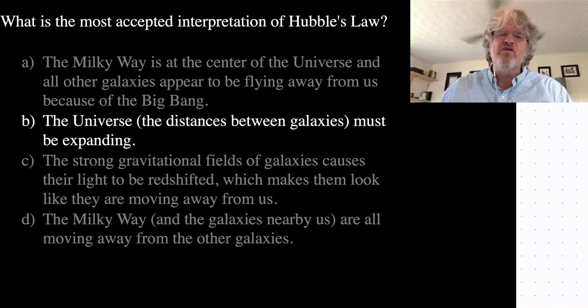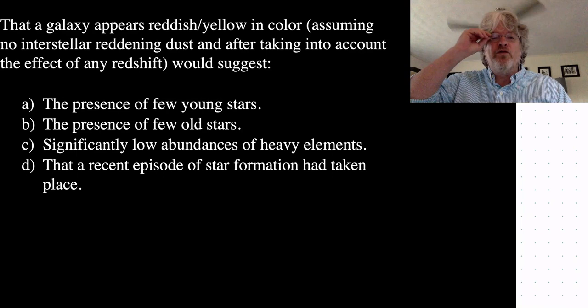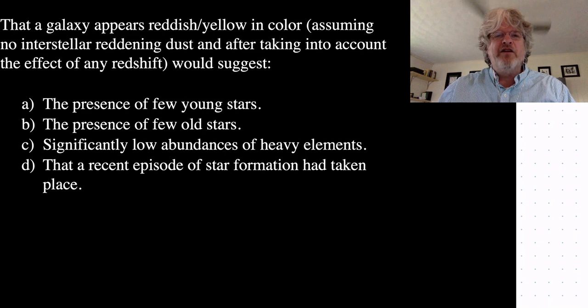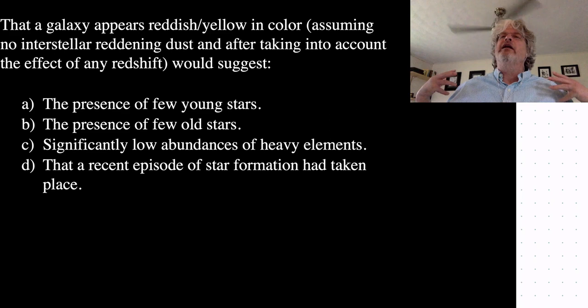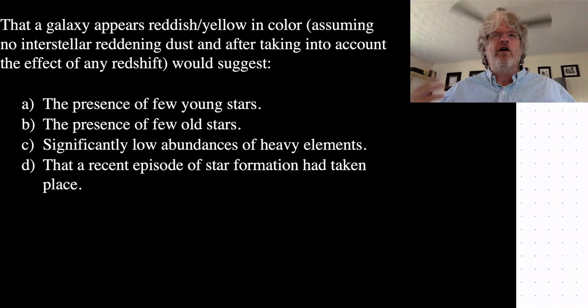That a galaxy appears reddish yellow in color, assuming there's no interstellar reddening dust, and after taking into account the effect of any redshift, this would suggest... So you're looking at a galaxy here that's just yellowish red, kind of like an elliptical galaxy. We talked about that.